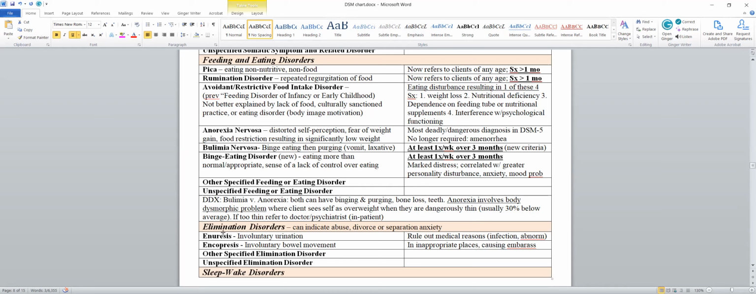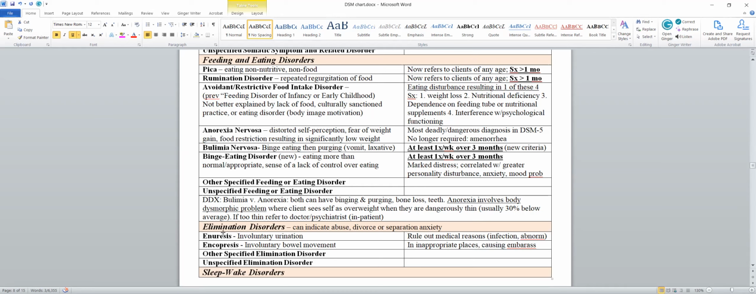Binge eating disorder is new. Eating more than normal or appropriate, sense of lack of control over eating. Symptoms occur at least one time per week over 3 months. Marked distress correlated with greater personality disturbance, anxiety, and mood problems.